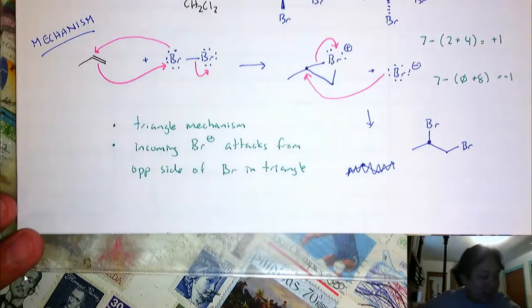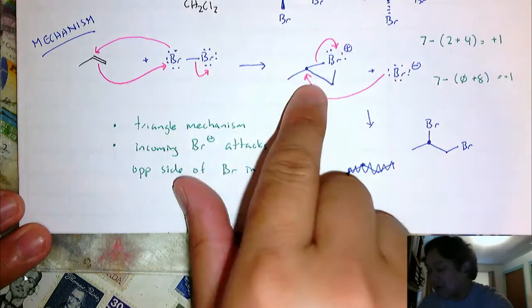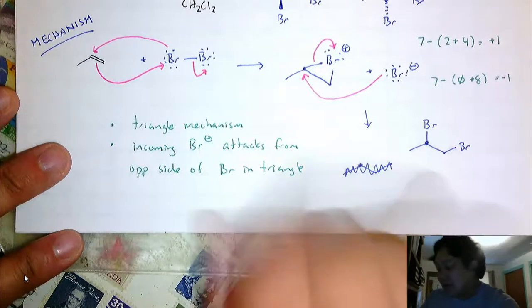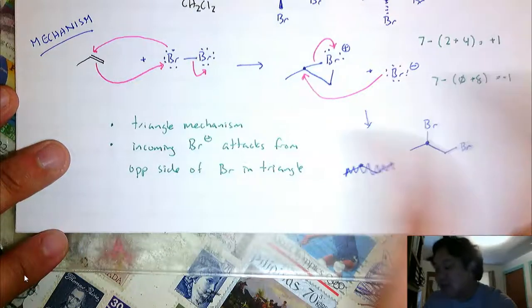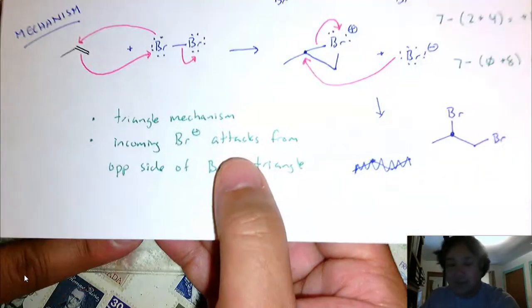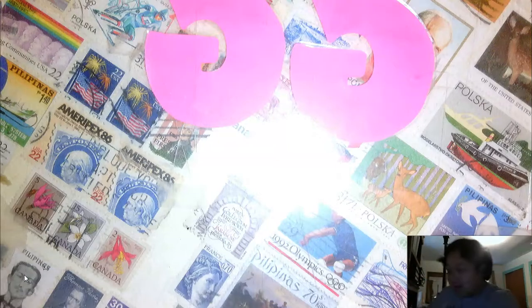Now, I'm not going to take the time to make models, okay? But I will draw, first of all, this is the full mechanism. This is what you have to know how to do. But let me draw you some wedges and dashes to kind of prove that the bromine is attacking from the opposite side, thus giving anti-addition. Okay. I'm going to try to keep this under 30 minutes. This and the next reaction.